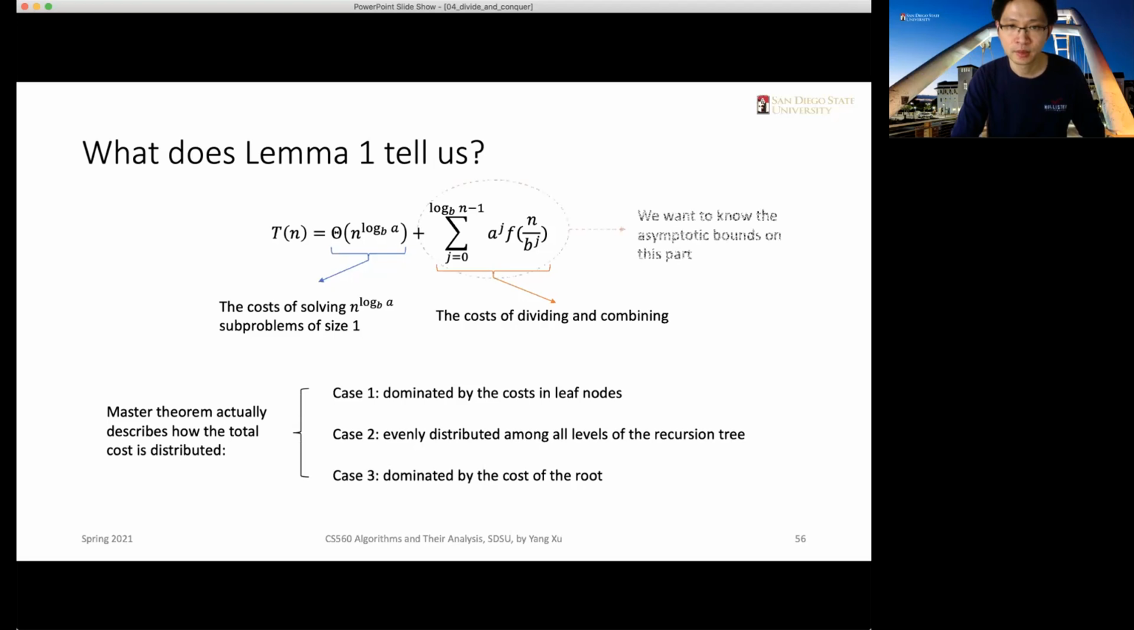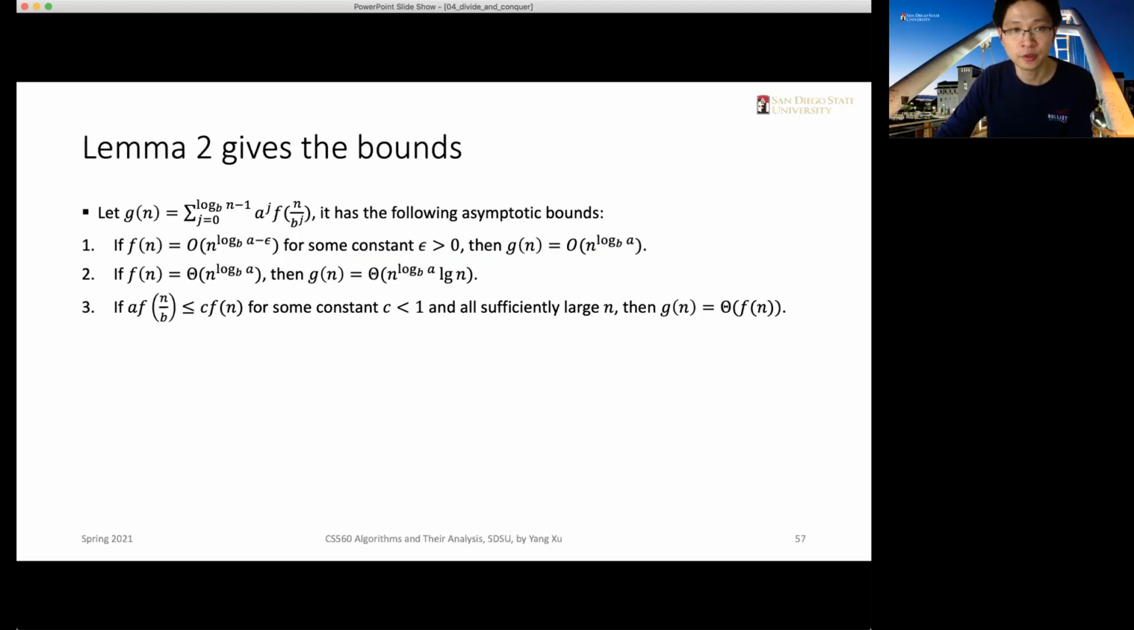Now, the curious part is how do we determine what the yellow part, the summation, is: what are its upper bound and lower bound? That is what we do for Lemma 2. Lemma 2 basically says that if we denote this complex term as some function g of n, it has the following bounds.